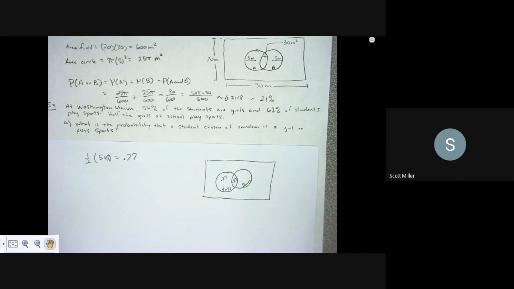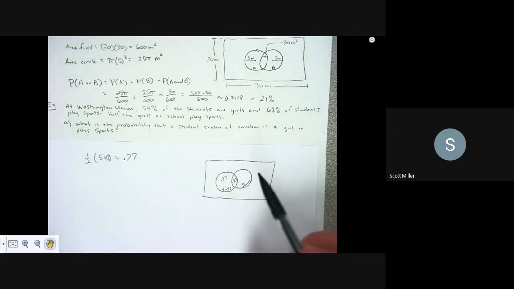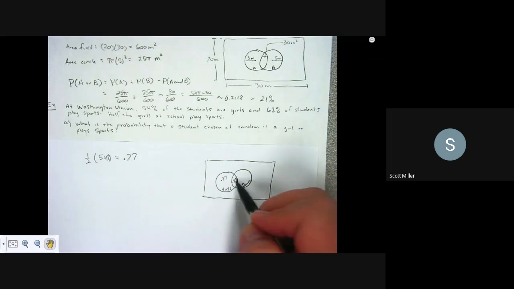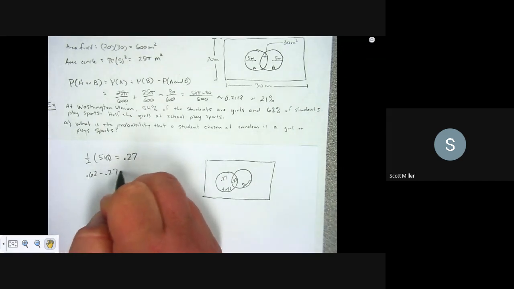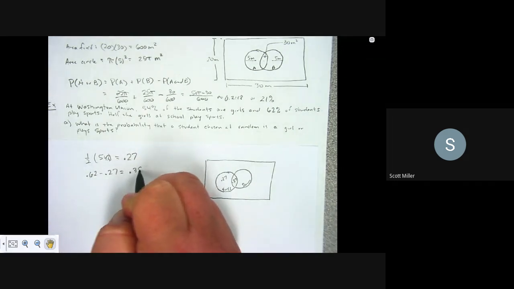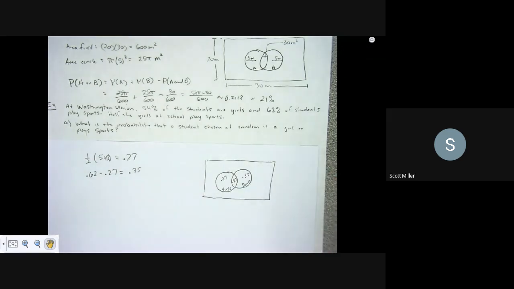Okay. They told us that 62% of the students play sports. That means boys and girls. And if that is the girls who play sports, then how much of that 62 is left over? So 0.62 minus 0.27 gives me 0.35. So this is 0.35, the percent of boys who play sports.